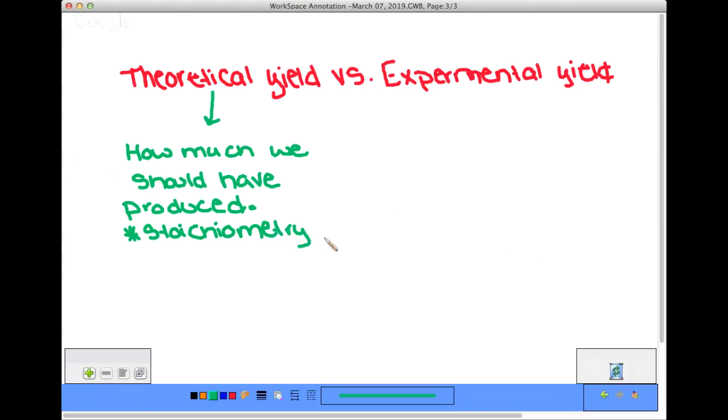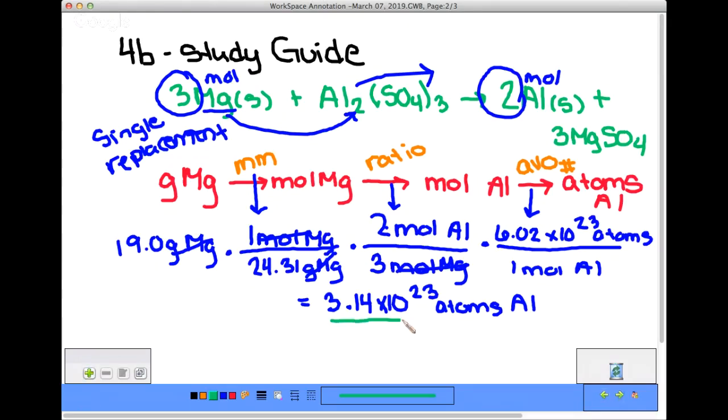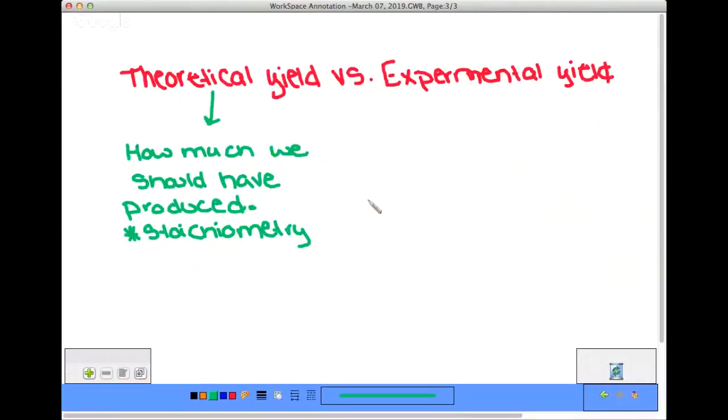For example, in the previous example that we went through, let me go to the previous page. This is our theoretical yield. Theoretically, if we had 19 grams of magnesium, we should be able to produce 3.14 times 10 to the 23rd atoms of aluminum. Now, in real life, we usually don't get our theoretical yield due to things that happen in a lab: error, technique, human error. This is ideally how much we could have had, and we find that using stoichiometry.